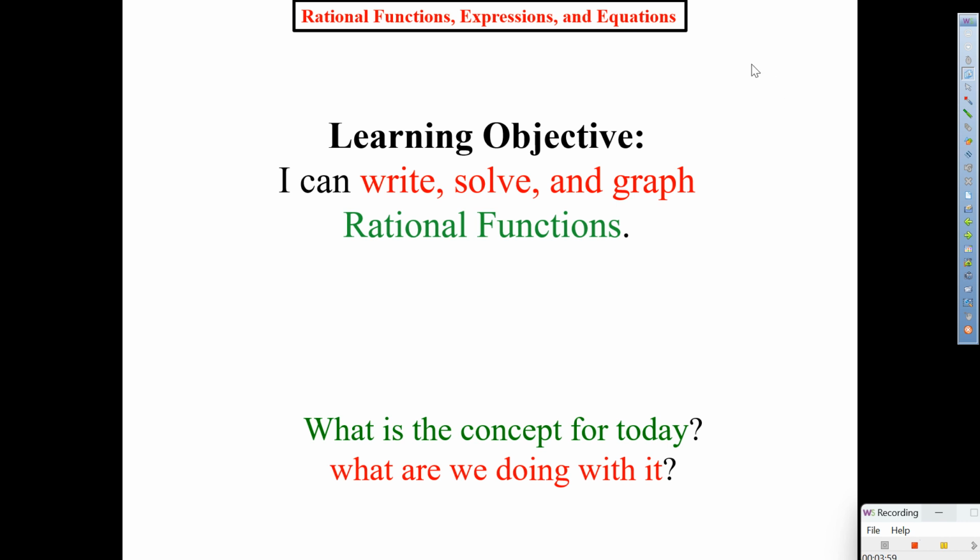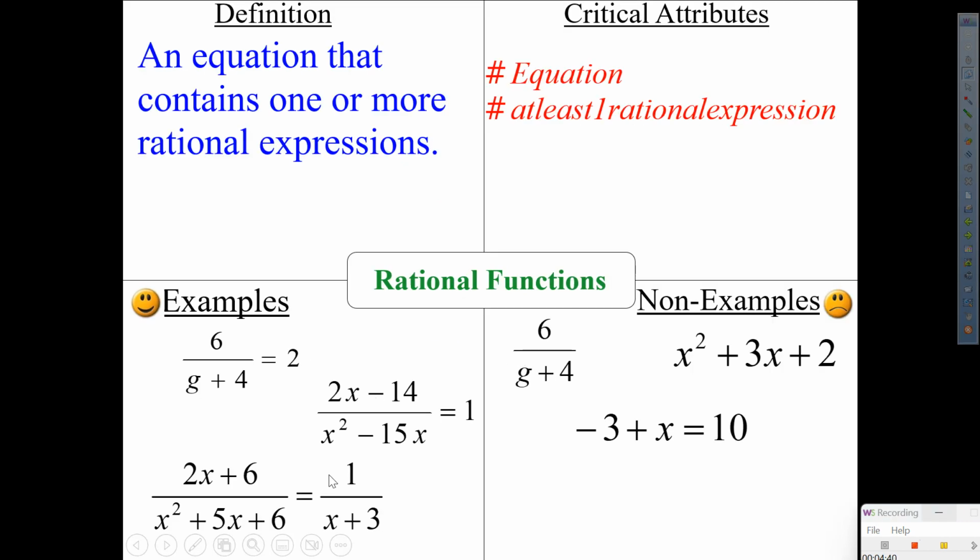So what did we do these past days? We just graphed. Is that correct? Yes, Mr. Q. So today we're going to be adding a couple more components to that, which is writing and solving. However, what are rational functions? In your own words, tell your neighbor. By now you should know what they are. Diego Rosa? Equations that contain fractions. That is correct. Here we have equations with a bunch of fractions.